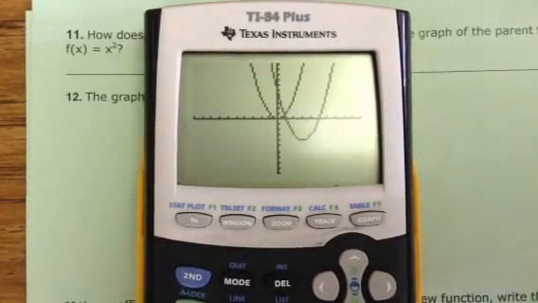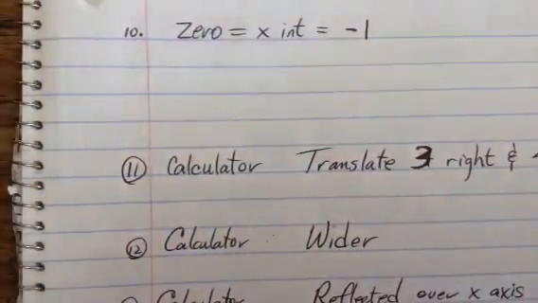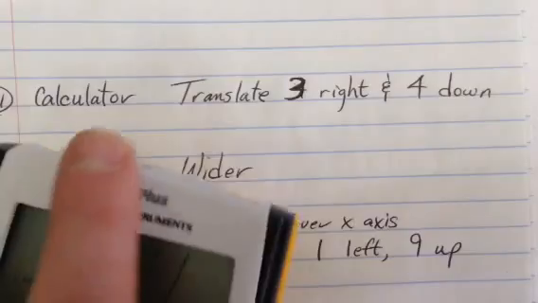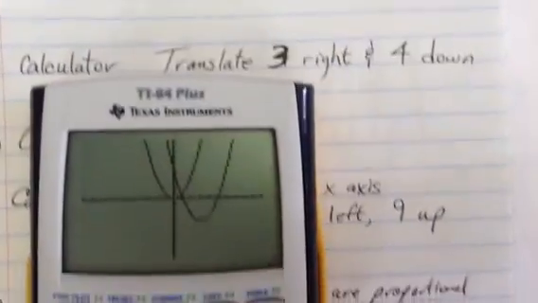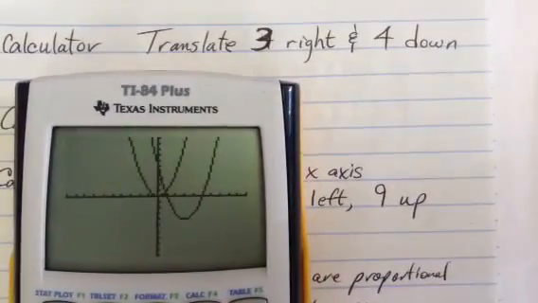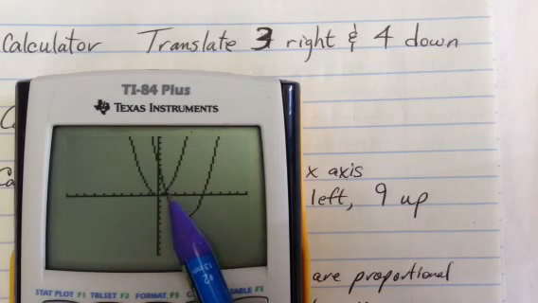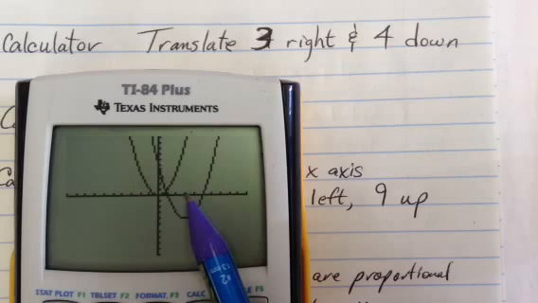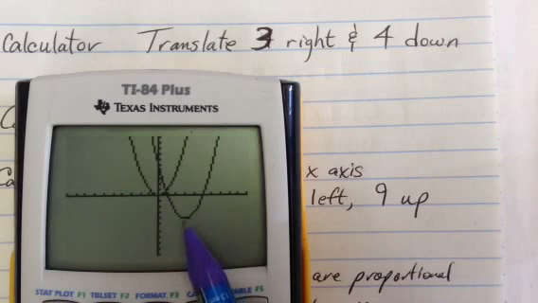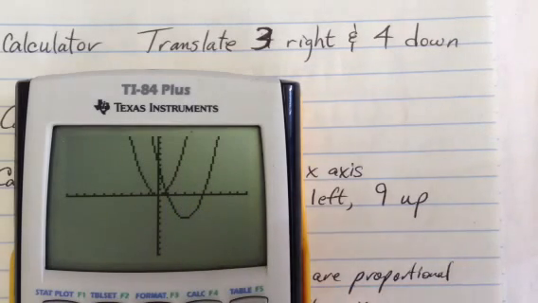So on that one right there, what we did is we translated 3 to the right and 4 down. 3 to the right and 4 down. And if you notice right here, look at the vertex. Put your pencil on the vertex and count over 1, 2, 3, and then go down 1, 2, 3, 4. And you're at the other vertex, or low point to low point. So just focus on that, and that'll tell you how it translates.